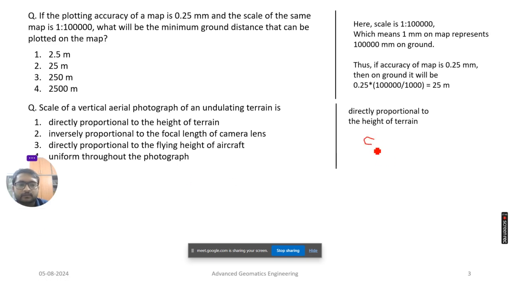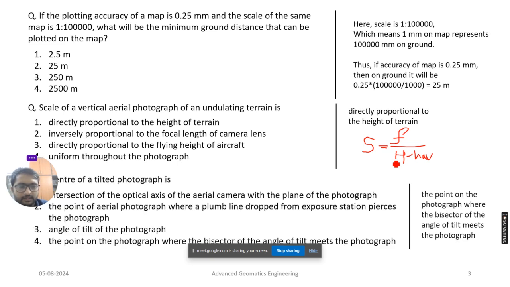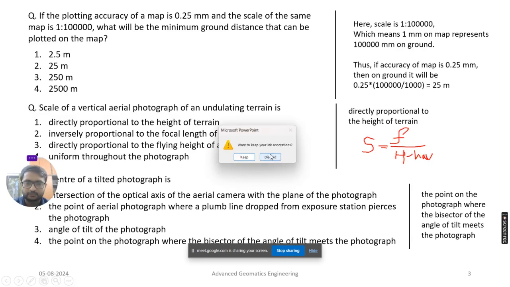So what we learned is that scale is equal to the focal length f divided by H minus h average. Here you can see that it is directly proportional to the focal length of the camera, and inversely... so we will go through the formula which we learned last time, so you will get an idea.